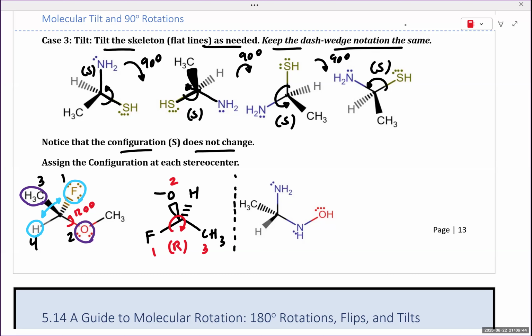Okay, let's now try to apply what we've learned, and I'd like you to try to assign the configuration for the molecule on the right.